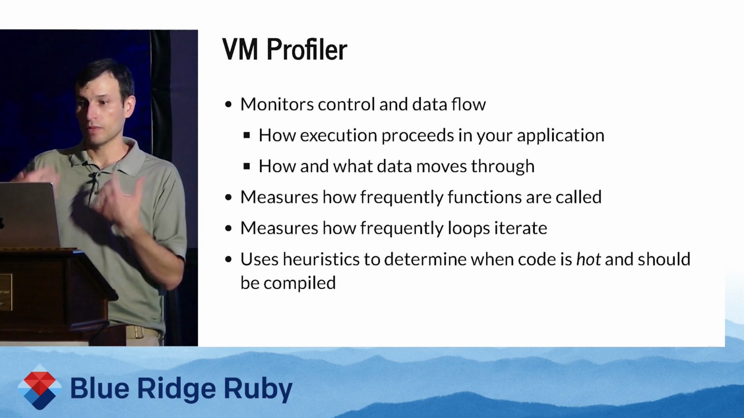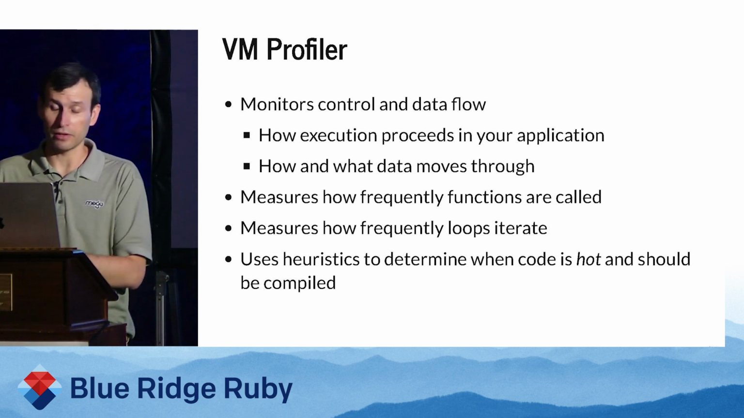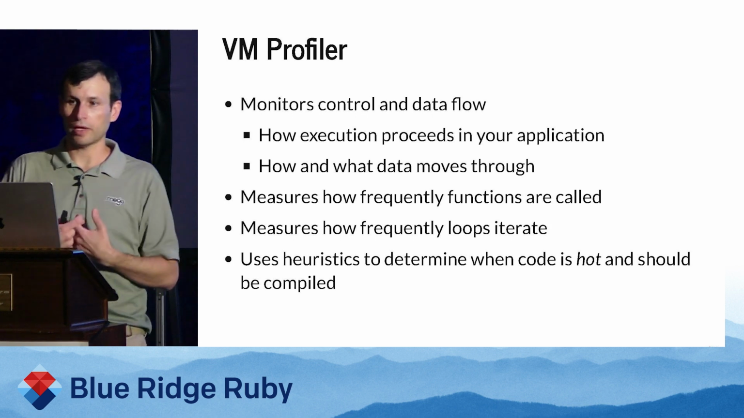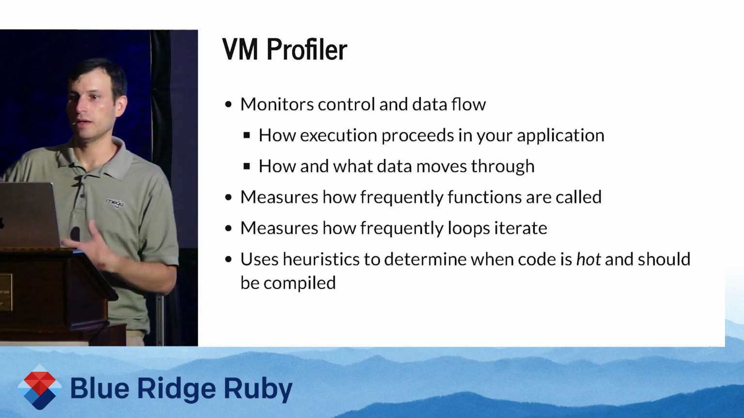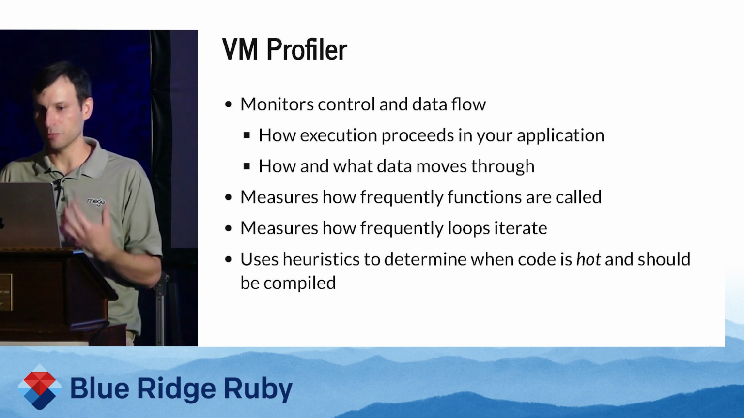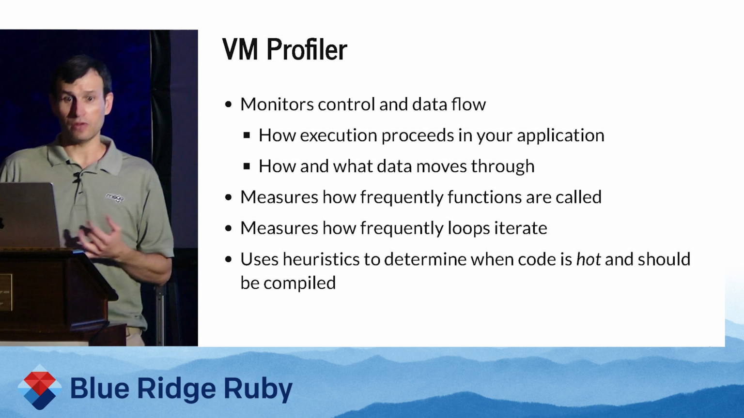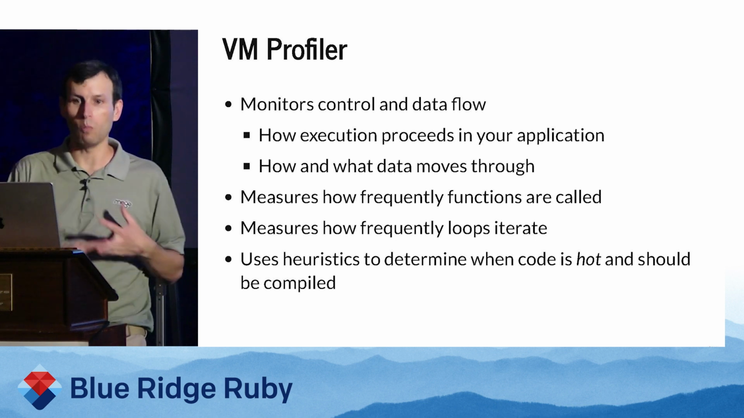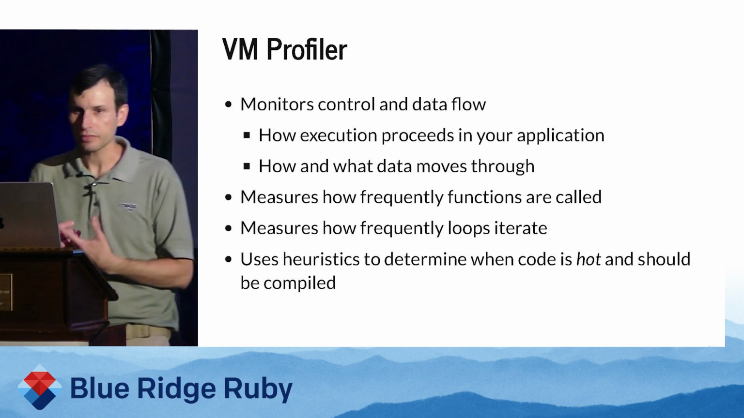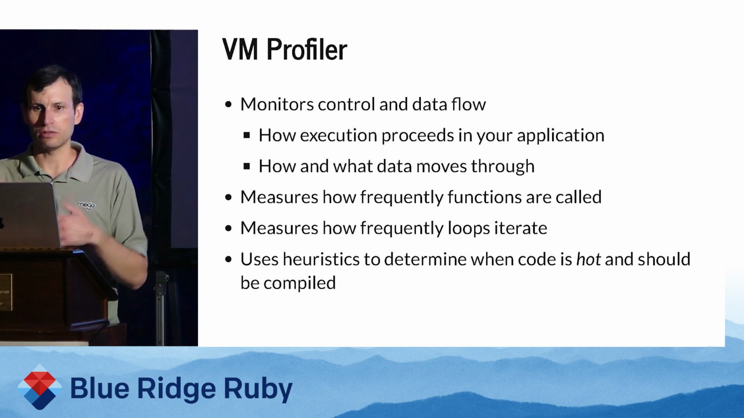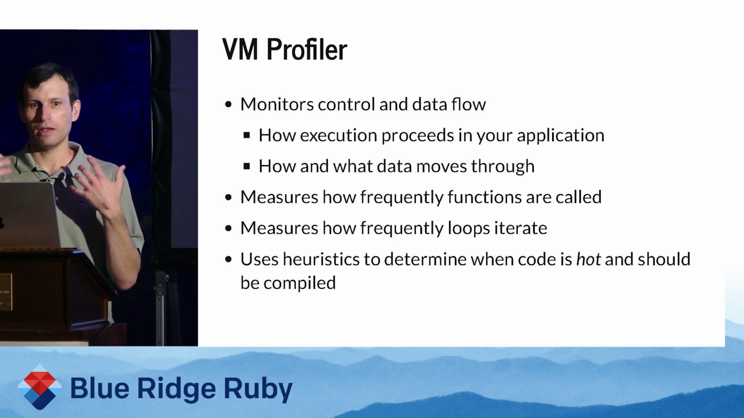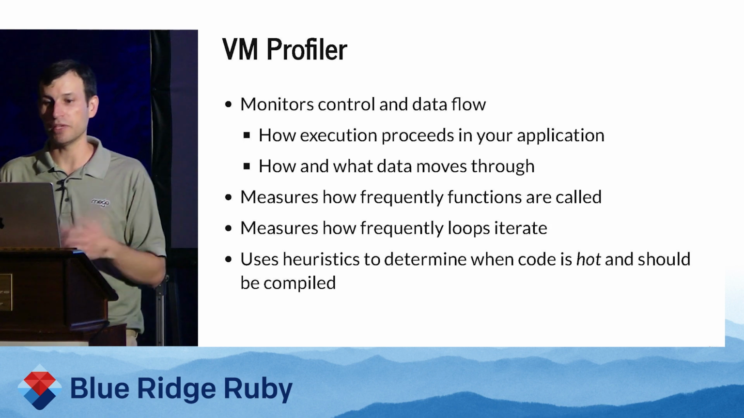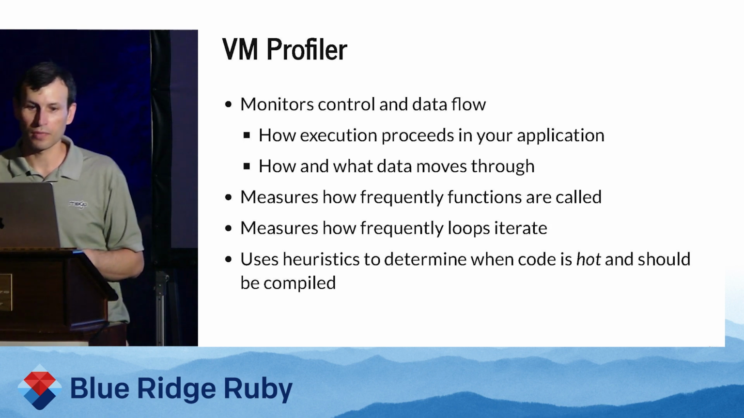But the VM, or at least the ones that have JIT compilers, so again, C Ruby, TruffleRuby, and JRuby, they have a profiler that operates internally, and as it's interpreting your code, takes measurements. So it can do things like measure how frequently a particular function is called or how many times a loop is iterated through. It can watch the values flowing through the system. And it'll have its own internal heuristics and thresholds that it uses to determine when code becomes hot. And at that point, it submits it for compilation with the JIT compiler.